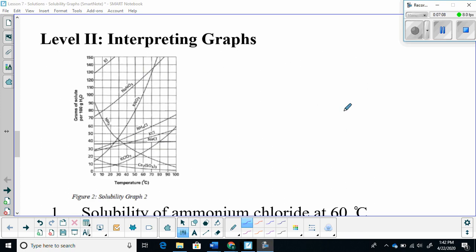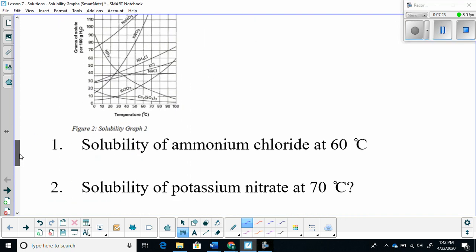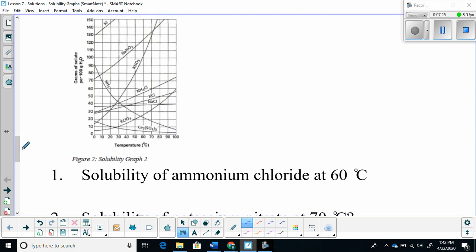Okay, so now we're going to move into interpreting these graphs. So here I have a graph and there's a lot of compounds on it, okay? So it's going to be a little difficult to read. That's okay. Let's see what it's asking. The first question is asking solubility of ammonium chloride. Okay, let's write that chemical formula. Ammonium chloride is NH4Cl. We're looking for the solubility of ammonium chloride at 60 degrees Celsius.